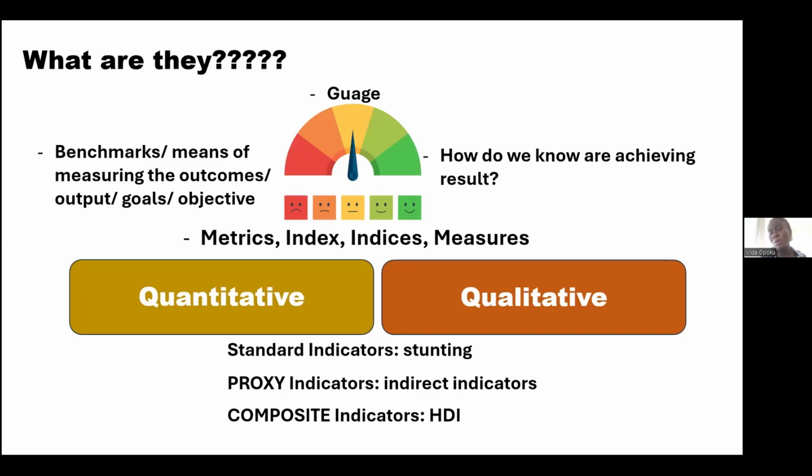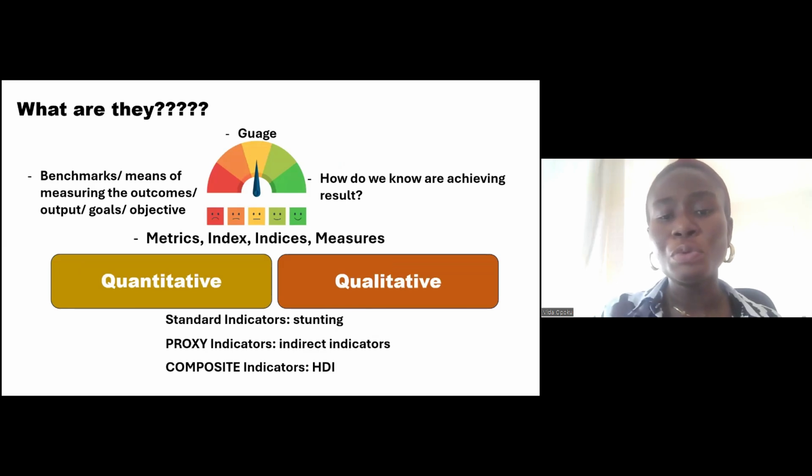And also depending on the context, some environments will use words like matrix, index, indices, measures, but it's basically the same thing. It's all about demonstrating or telling us whether we are achieving the result that we are looking for. On a very broad categorization approach, we can put indicators into two main streams: the quantitative and the qualitative. Quantitative meaning it has a numerical basis, and it means you can quantify.